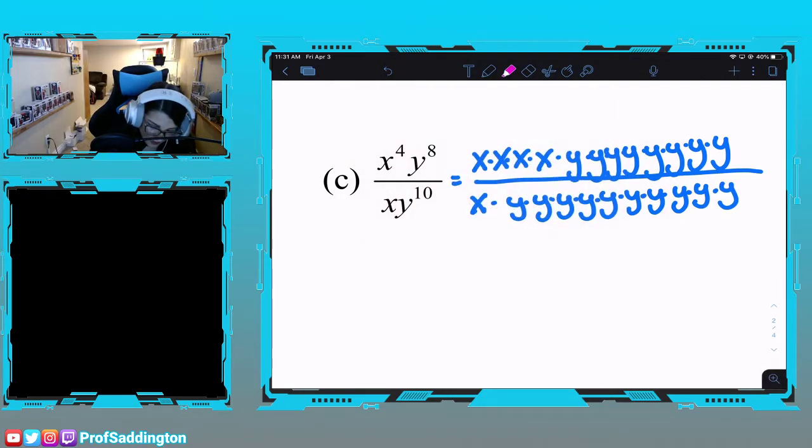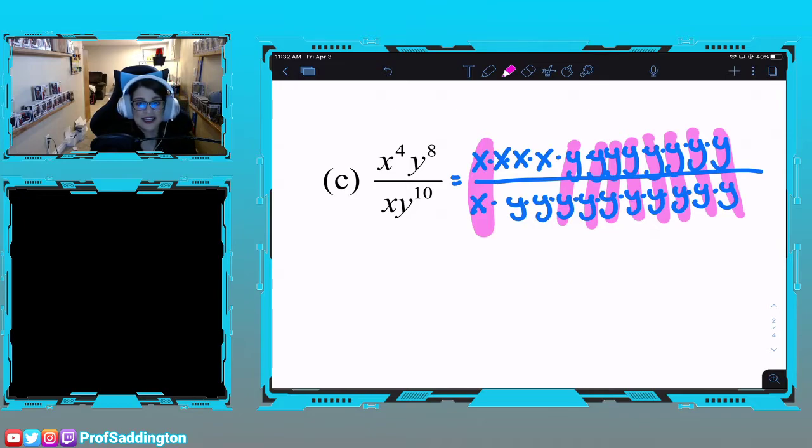Okay. And then we're just going to simplify out. So we have a pair of x's that cancel out. 1, 2, 3, 4, 5, 6, 7, 8 y's that cancel out. And then whatever I didn't cross out, that's what's going to be our answer. So I have 3 x's on the top, which means I have an x cubed. And I have 2 y's on the bottom, so a y squared.